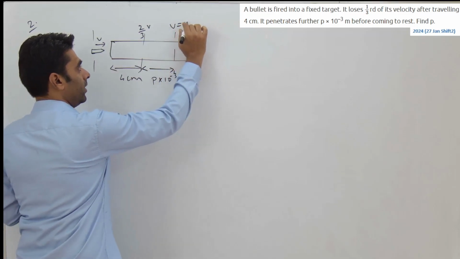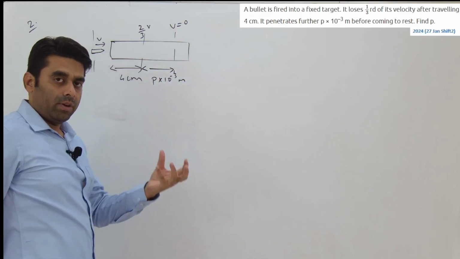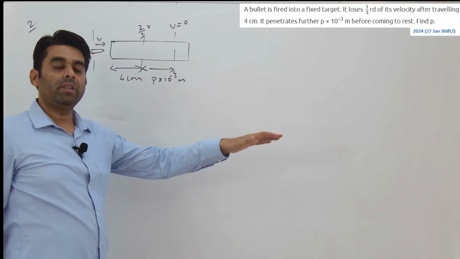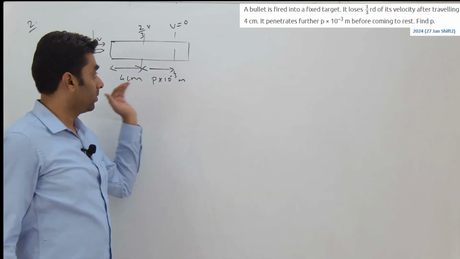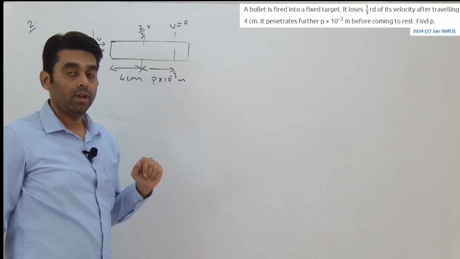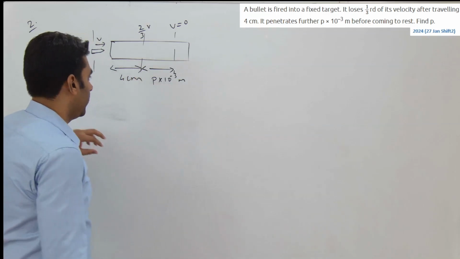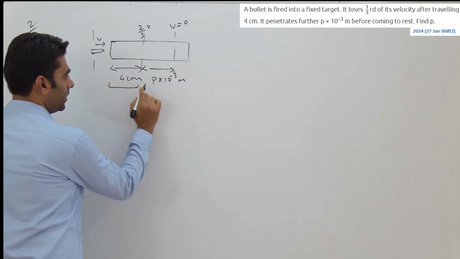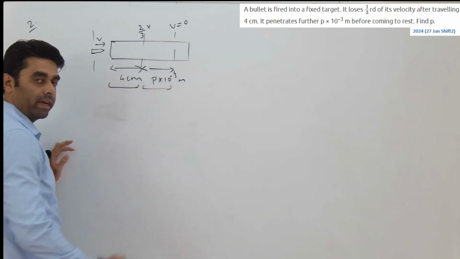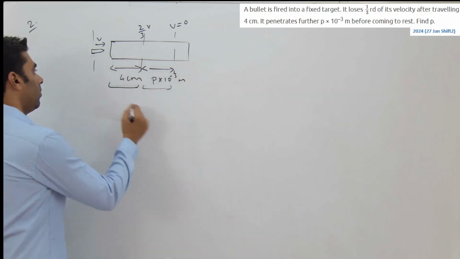So over here v becomes 0. Because it is moving in the same body, obviously the acceleration will be the same. That is your retardation, because it is stopping. First of all, we will apply the equation of motion for the first part of the journey, then we will apply the equation of motion for the second part of the journey.